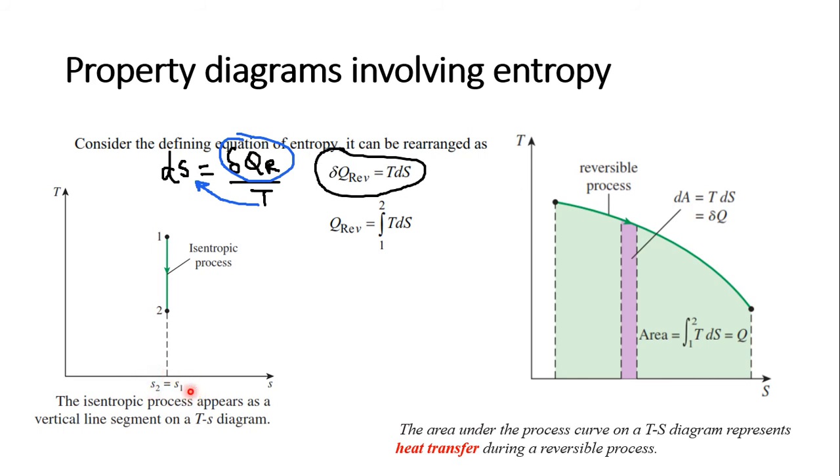So what do you mean by this? When S2 is equal to S1, it means entropy for state 1 is equal to entropy for state 2. It means it is isentropic. So when entropy is the same, that process is known as what? Isentropic. So the isentropic process appears as a vertical line on the TS diagram. Okay, this you already know. We are just again going through the concept.